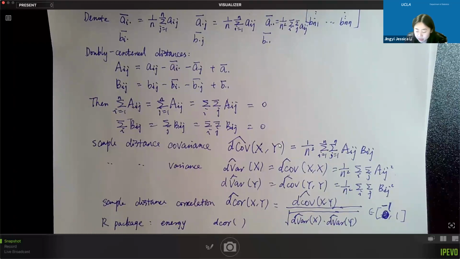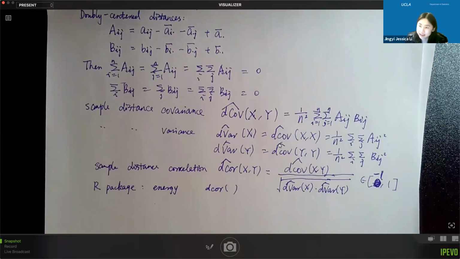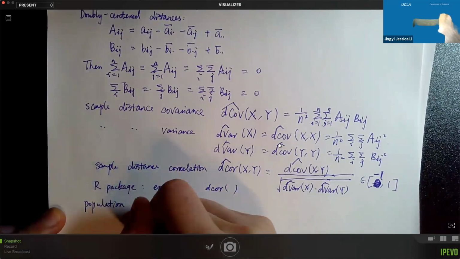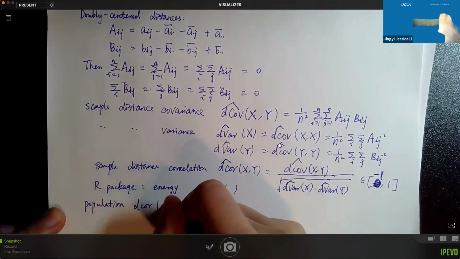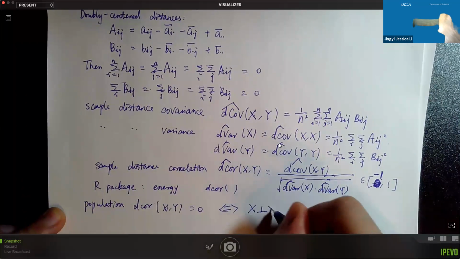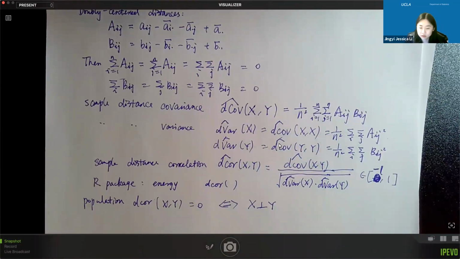A nice property about the population level distance correlation, although we didn't introduce it, is that it has the same property as the maximal correlation. It is 0 if and only if x and y are independent. So being 0 also implies independence. I'm just going to put it down here: population dcor of x and y equal to 0 is equivalent to x and y being independent. This is also the motivation for the development of this whole distance correlation.